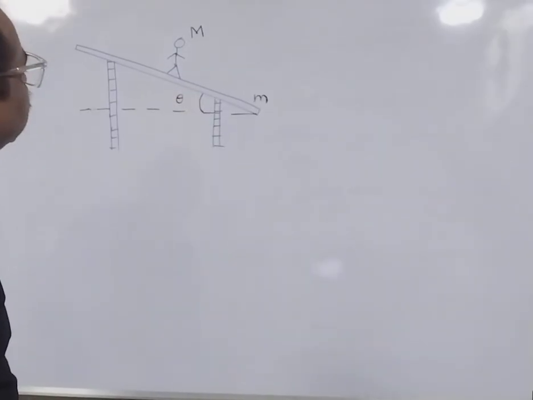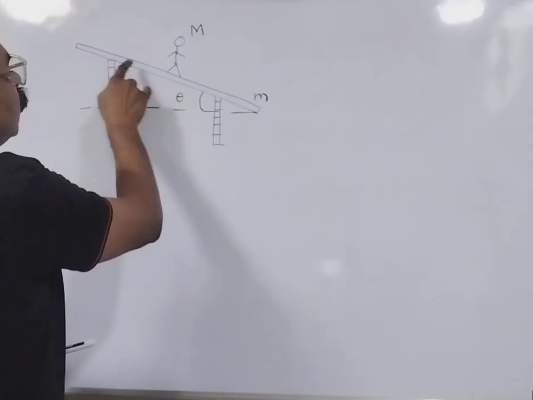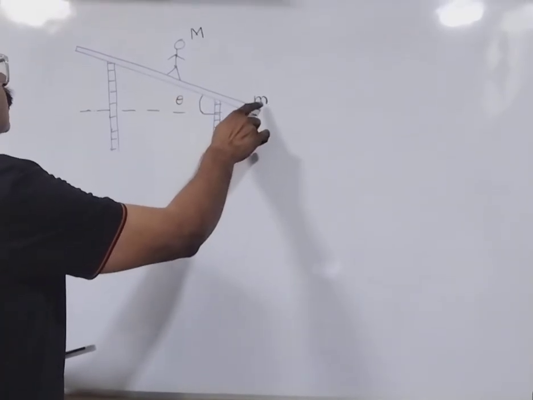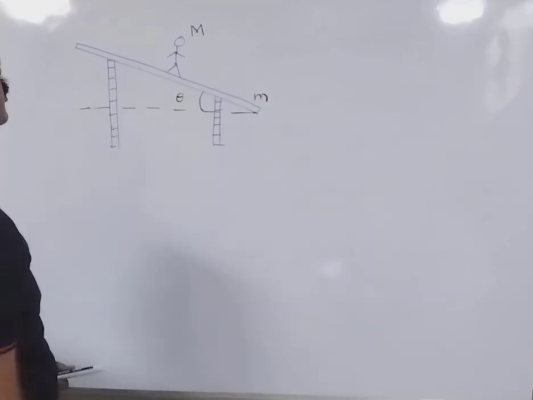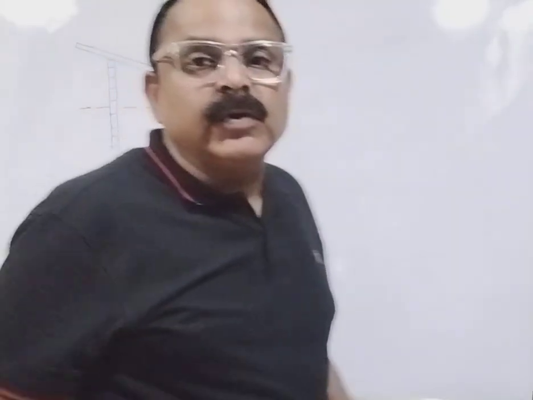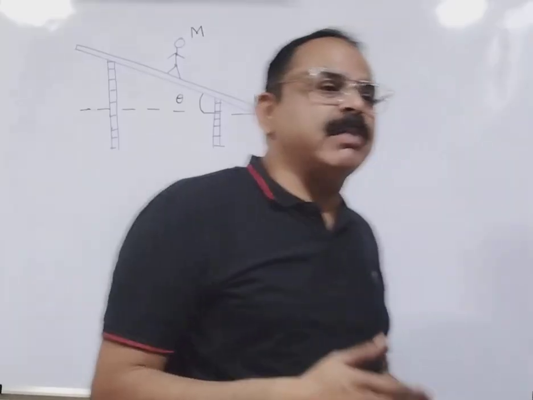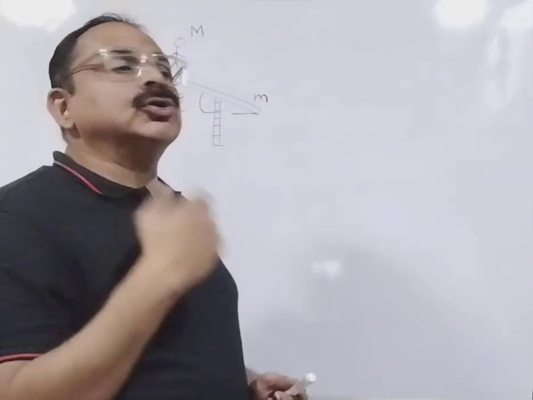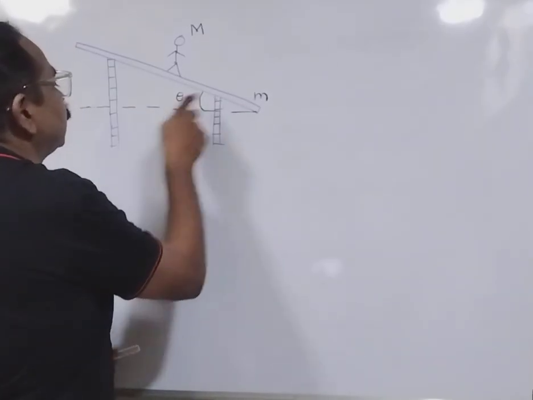Here the problem says that a man of mass capital M is moving along an inclined plank of mass small m, which is inclined to the horizontal with angle theta. The question is asking with what acceleration and in which direction the man should move. That means the man should move either in the downward direction or the upward direction so that the plank does not slip over this support.